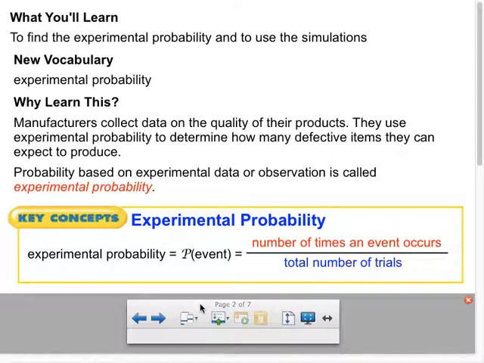What you learned: to find the experimental probability and to use the simulations. New vocabulary: experimental probability. Why learn this? Manufacturers collect data on the quality of their products. They use experimental probability to determine how many defective items they can expect to produce. Probability based on experimental data or observation is called experimental probability.